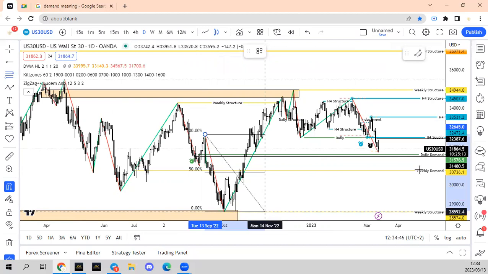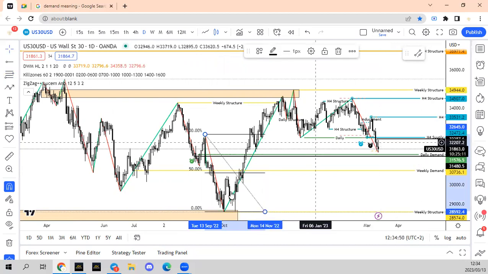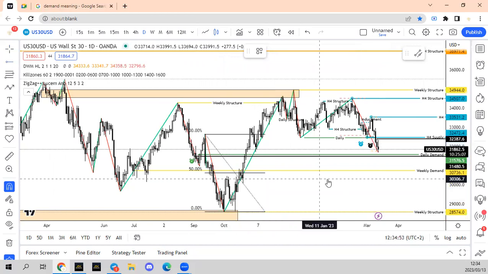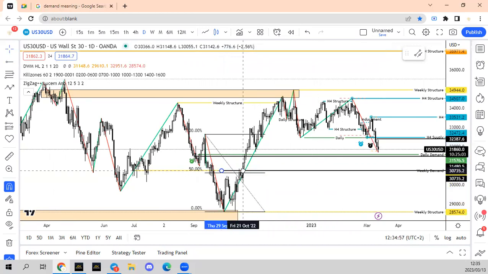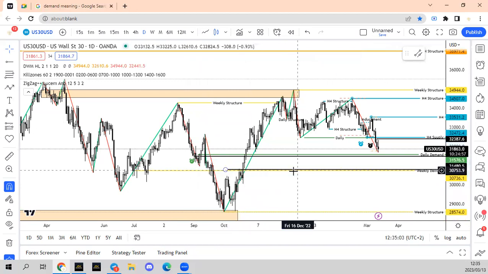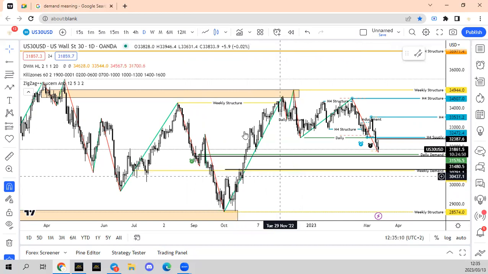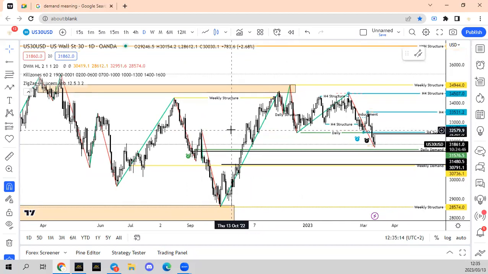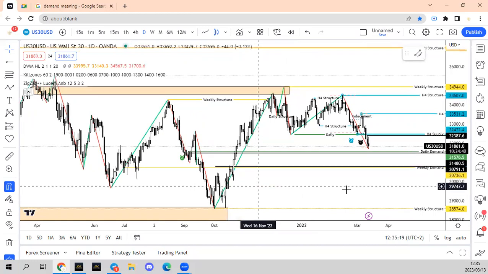If you can check, I've already said daily demand, weekly demand, but those ones, I've already tried to break it down on a smaller time frame. So we have this demand right here. I've already tried to break it down on a smaller time frame. So don't confuse it.